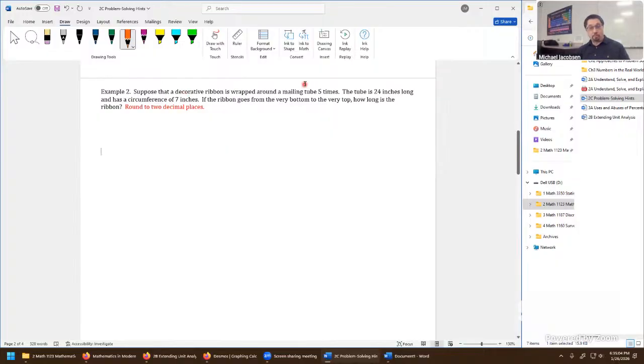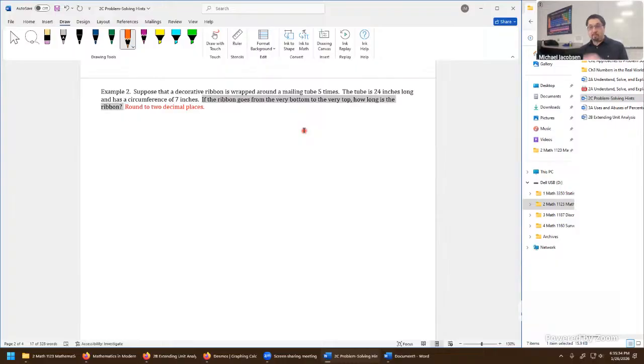Well, maybe reading the whole problem is probably the very first thing we should do. Example 2 says, suppose that a decorative ribbon is wrapped around a mailing tube 5 times. We're also told the tube is 24 inches long, has a circumference of 7 inches altogether. The ribbon goes from the very bottom of the tube to the very top, again, wound around 5 different times. And we need to know, how long is the ribbon?